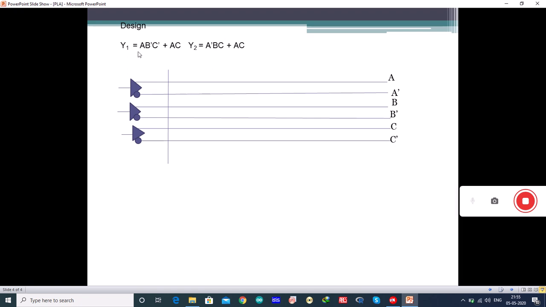So the number of AND gates is equal to the number of minterms. But here as AC is common to both, I can say that you have 3 minterms. So you will be drawing 3 AND gates. Let us see what do we do.